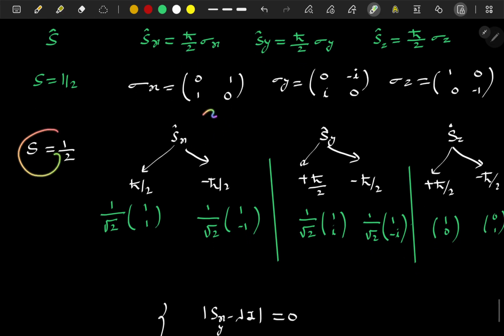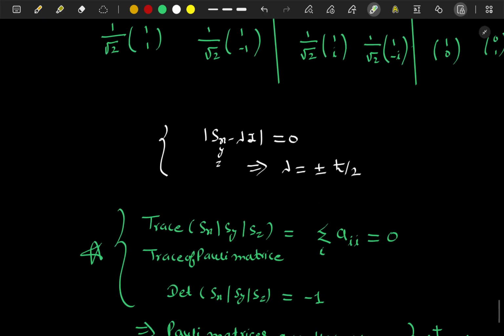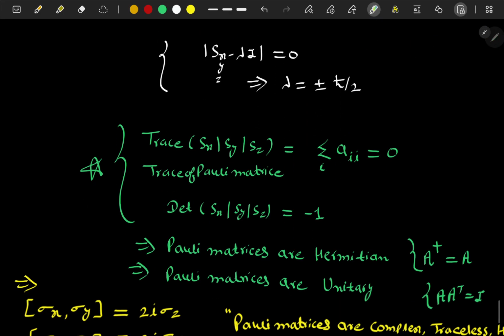Now for s equal to half, we are having Sx, Sy, and Sz with eigenvalues plus minus h cross by 2. You have to remember the eigenstates also. What are the eigenstates? For Sx, 1 upon root 2 (1, 1) and 1 upon root 2 (1, minus 1). Very easy. For Sy, 1 upon root 2 (1, iota) and 1 upon root 2 (1, minus iota). For Sz, (1, 0) and (0, 1). Getting my point? Hope you got it. Now the determinant of Sx minus lambda equal to 0 gives lambda equal to plus minus h cross by 2.